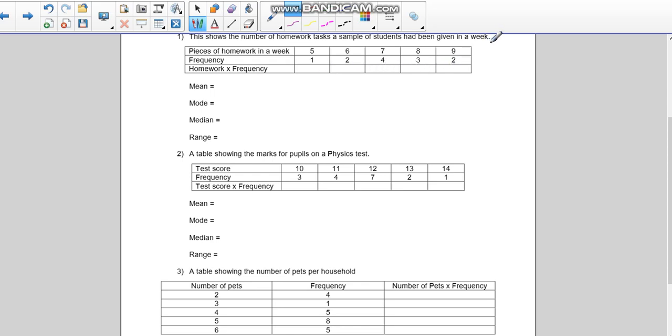I would actually add a bit on the end with totals here, because you need your total frequency here and you need your total homework times frequency here. So make sure you've got those totals there. Mean, remember, add them up, divide by how many there are. Mode, the one with the highest frequency. Median, the one in the middle, so you have to think carefully. And range, it's the highest, take away the lowest. So the highest number of homeworks, take away the lowest number of homeworks.